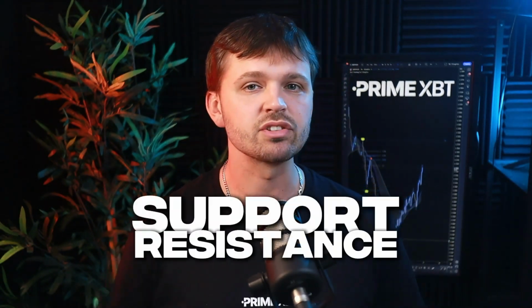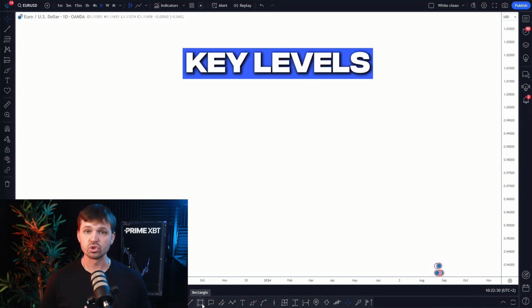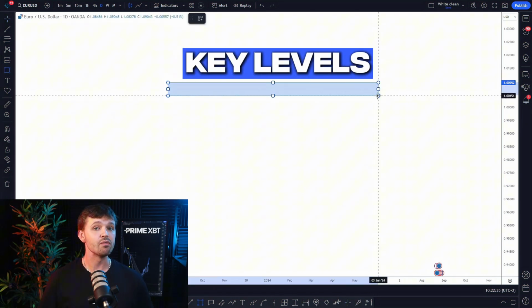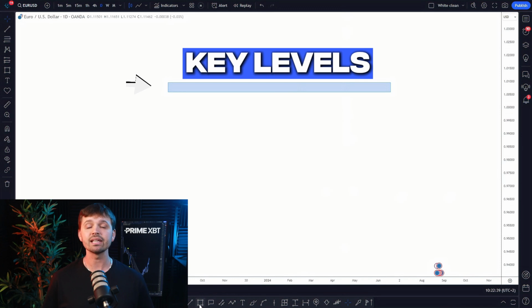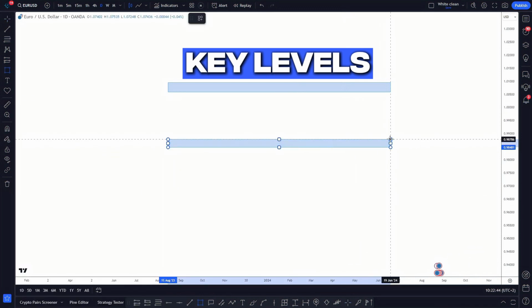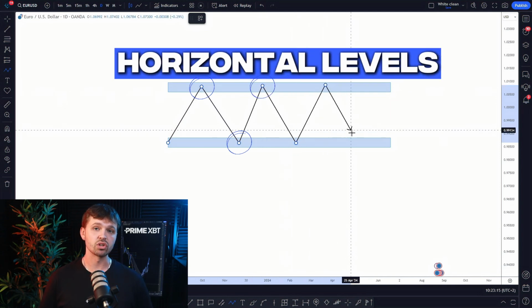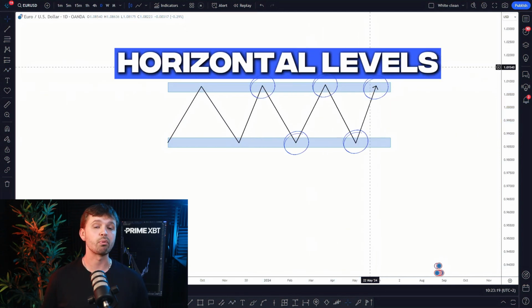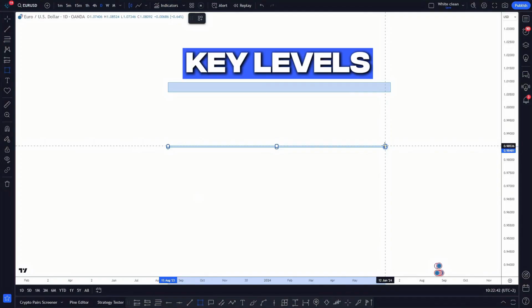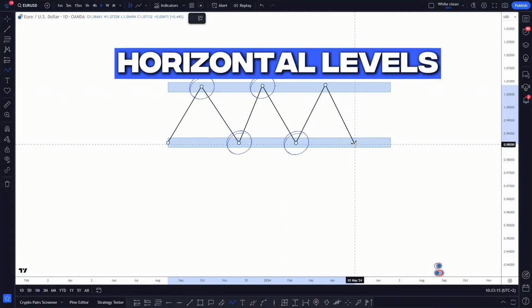This system is based on horizontal support and resistance, also known as key levels. To start, we need to understand what a key level is. Simply put, a key level is an area on the chart where price has historically had strong reactions. Key levels appear on the chart as horizontal support and resistance, where price has consistently reacted. These levels are visible on the chart as blue rectangles or horizontal levels, as you can see.